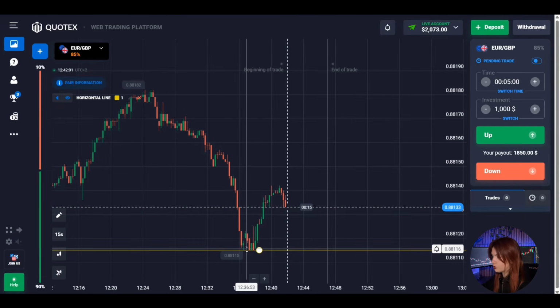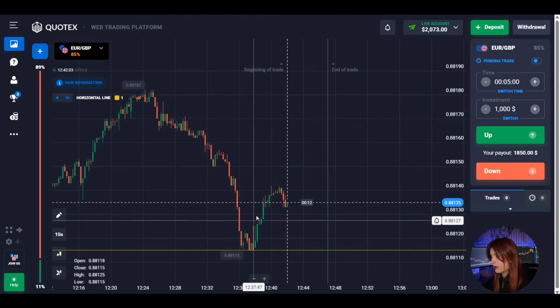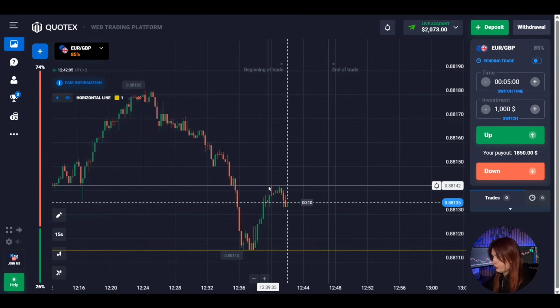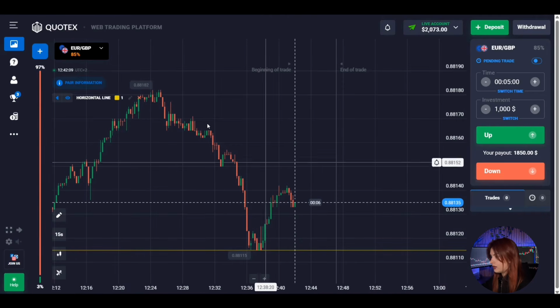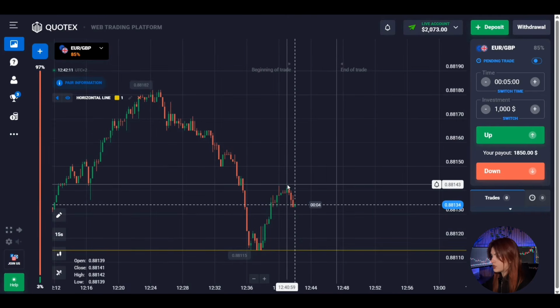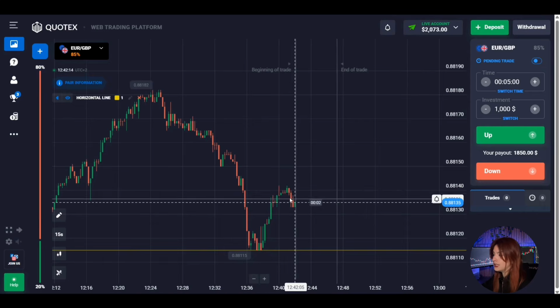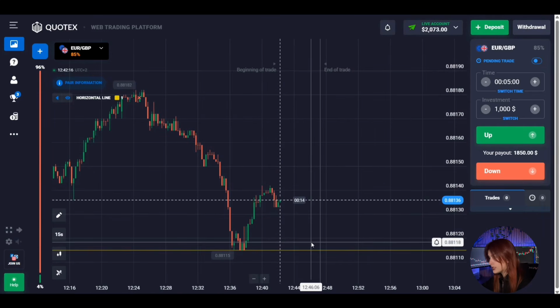Also, after touching the support level, there was an upward pullback. Now, after the pullback, the price has turned around and is approaching our level again. At the same time, we see that the price also has a good downward potential. It is likely that the price will continue to move towards the level.